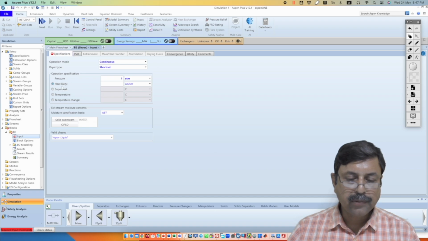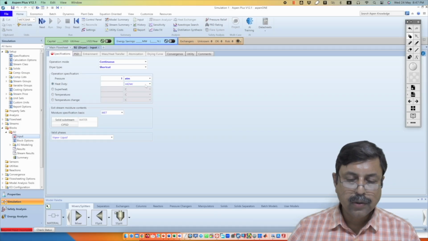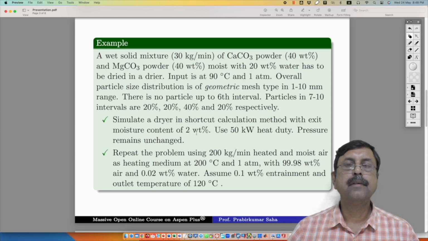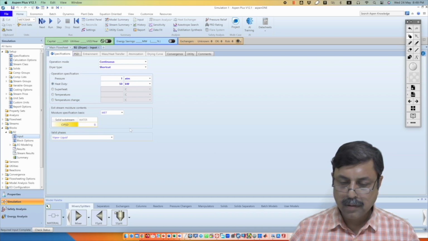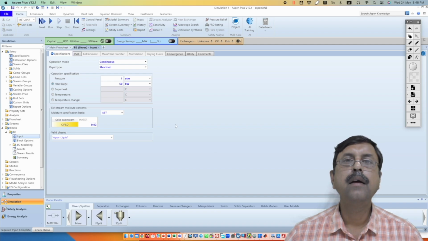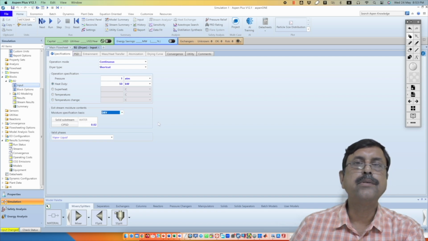So pressure is 1 atmosphere and heat duty is 50 kilowatt. And the exit moisture content is 2%, so exit moisture content is 0.02. Okay. And let us choose dry basis, so all the calculation will be done in dry basis.